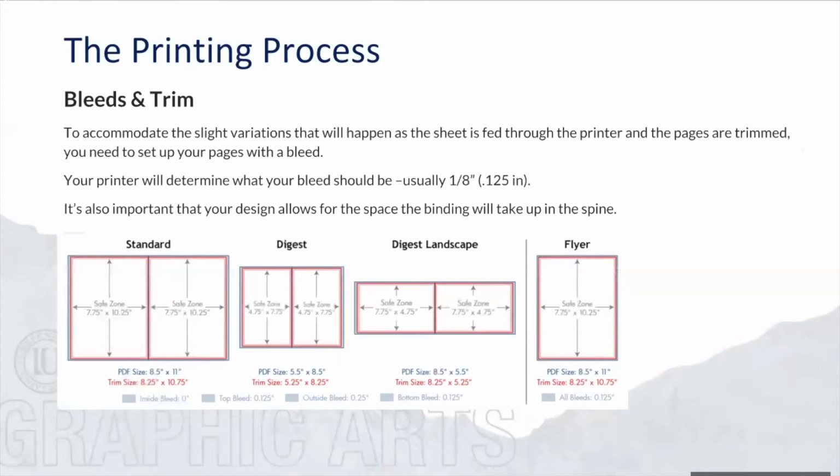Your printer will determine what your bleed should be, but it's usually 1/8 of an inch, that 0.125. It's also important that your design allows for the space that the binding is going to take up with the size. So you can see here's a standard size paper. We have that safe zone, which we went over last week when we were discussing our poster. Here's that safe zone. This is the trim size, this red right here. And then this is the bleed, that bluish gray that's showing up right outside of our trim size. So it's so important that we set this up this way.